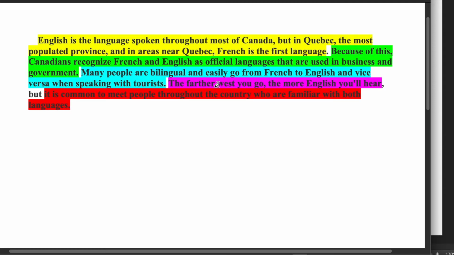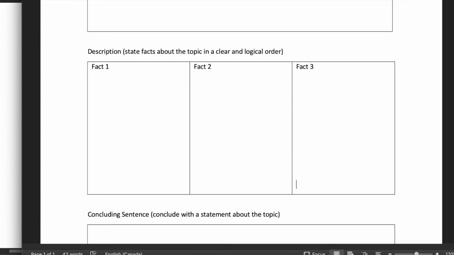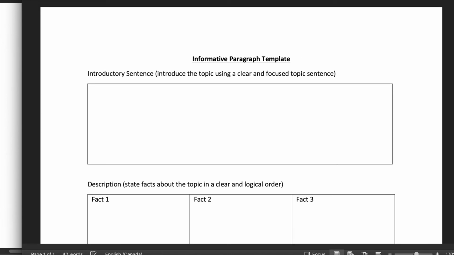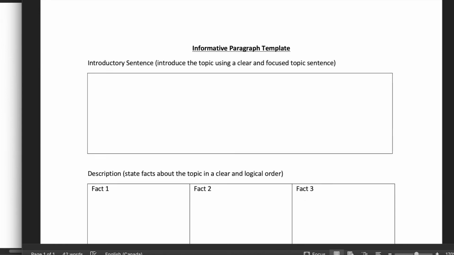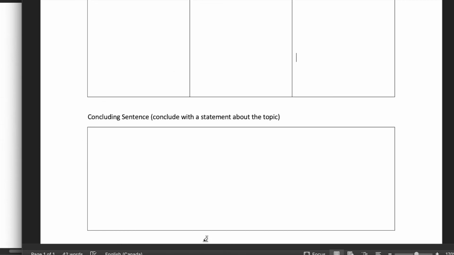So to make this easier on yourselves, we do have an outline that I'm going to be providing you with for when you do your practice writing in class with your own topic on Wednesday. This is the informative paragraph template. So brainstorming your introductory sentence that introduces the topic using a clear and focused topic sentence, the facts that make up the body of your paragraph, and then your concluding sentence.